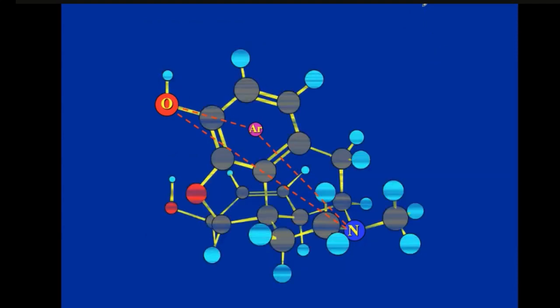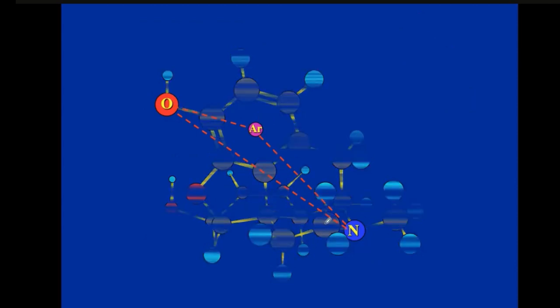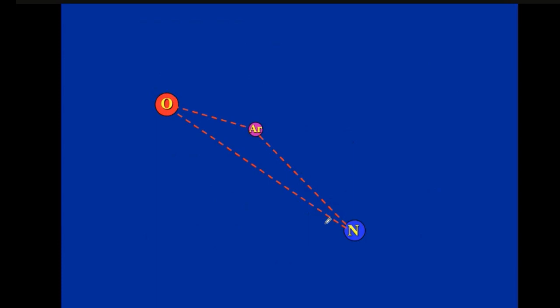So here we have drawn the dotted line, which makes the connection between the oxygen, aromatic ring and the nitrogen. Now if we hide the molecule for simplicity, we can clearly see that there is a spatial relationship between the oxygen, AR, and nitrogen. These are called the pharmacophore elements. We map the pharmacophore elements. A pharmacophore element is an atom that is important for the biological activity. So here we trapped the spatial relationship. In terms of distance, we can measure the distance between oxygen and AR, AR and nitrogen, nitrogen and oxygen, any combination we can measure.